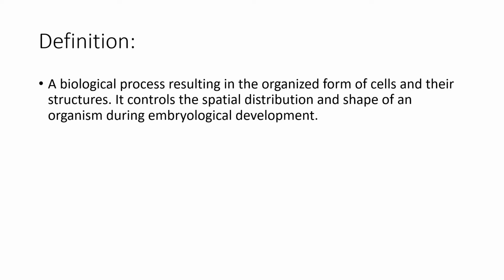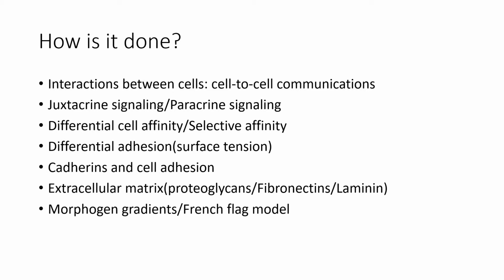Morphogenesis, a biological process resulting in the organized form of cells and their structures. It controls the spatial distribution and shape of an organism during embryological development. Morphogenesis is achieved through the use of cell-to-cell communications. These communications include juxtacrine signaling, paracrine signaling, differential cell affinity, differential cell adhesion, extracellular matrices, and morphogen gradients.